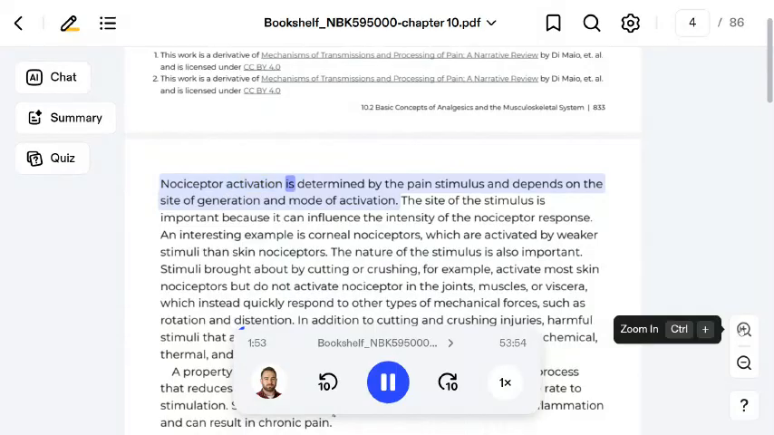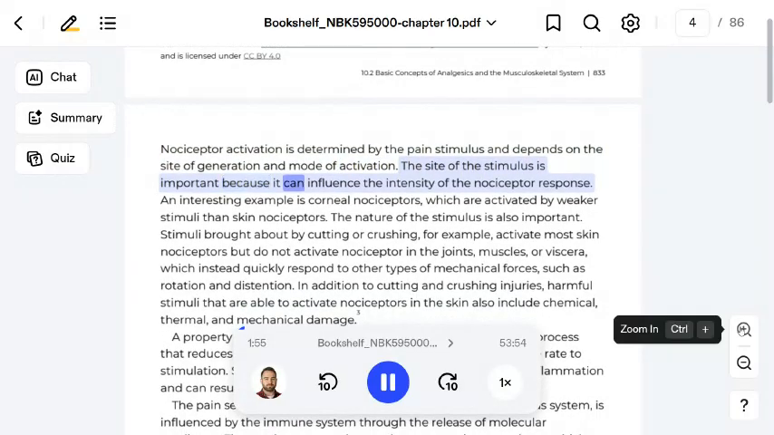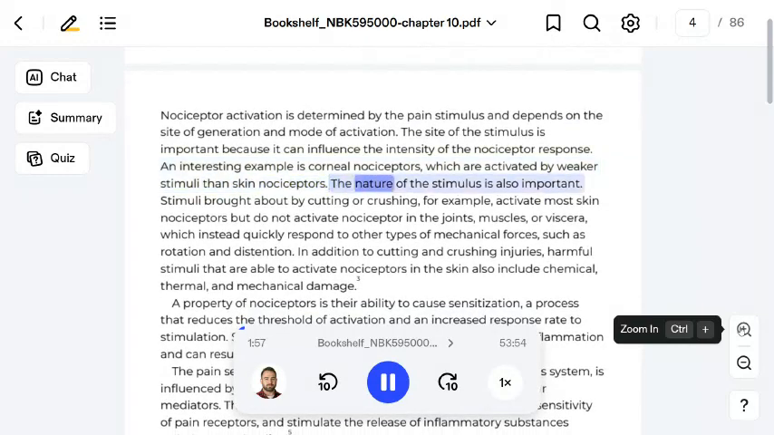Nociceptor activation is determined by the pain stimulus and depends on the site of generation and mode of activation. The site of the stimulus is important because it can influence the intensity of the nociceptor response. An interesting example is corneal nociceptors, which are activated by weaker stimuli than skin nociceptors. The nature of the stimulus is also important.